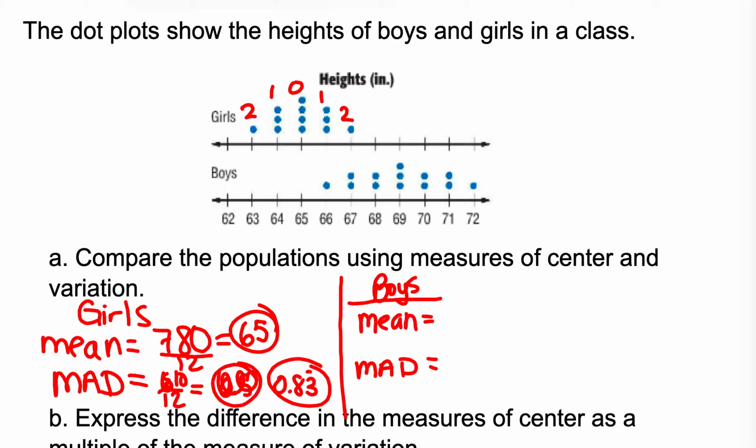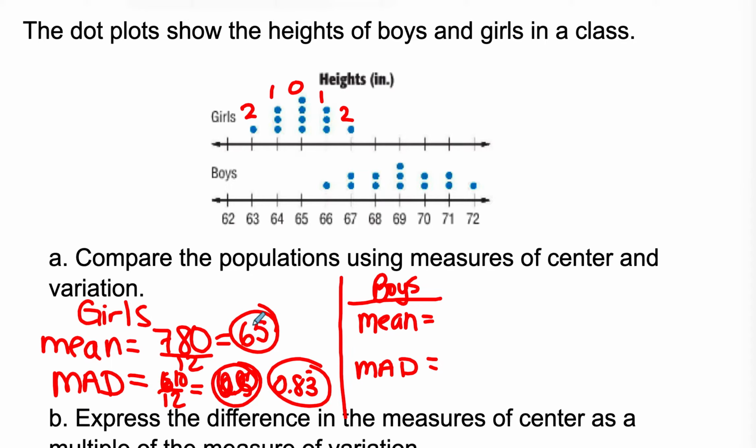So if you take a look here, I went ahead and found the mean and the MAD for the girls. For the girls, I added all of the numbers for each point. So for this first one here, that would be worth 63. I had a 64, 64, 64, 65, 65, 65, 65, 66, 66, 66, and 67. When I added those all together, I got 780. I divided by 12 and I got 65. So that was my mean.